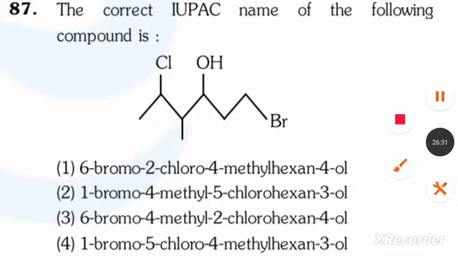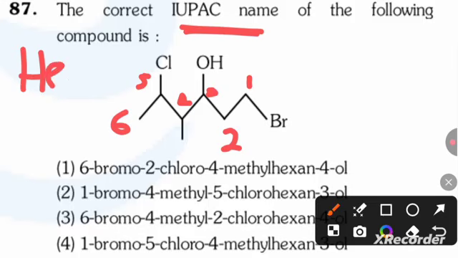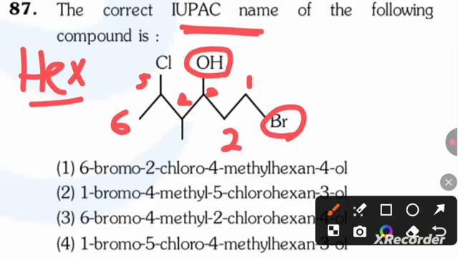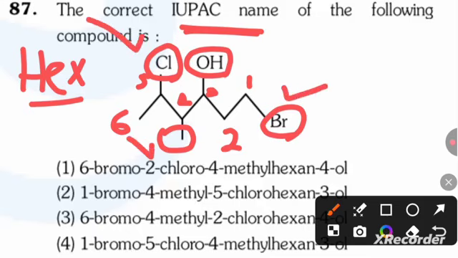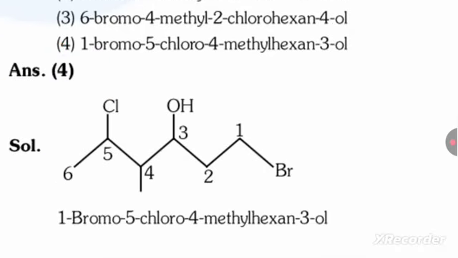Let us find out the correct IUPAC name of the following. In this case, first carbon, second, third, fourth, fifth and sixth. In total there are 6 carbons, so hexane is the root word. At the first carbon, bromo; at the third carbon, hydroxy group, the alcoholic group; at the fourth carbon, methyl group; and at the fifth carbon, chloro group. So alphabetically we can say 1-bromo-5-chloro-4-methylhexan-3-ol. So option 4 is the right answer for this question.